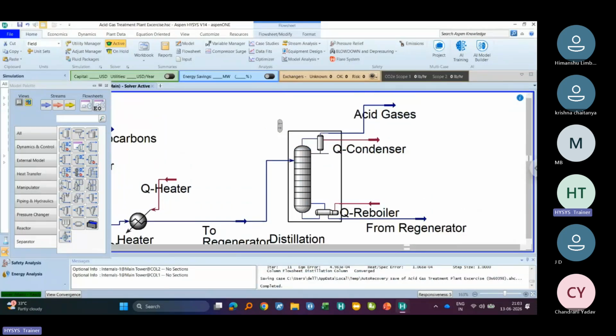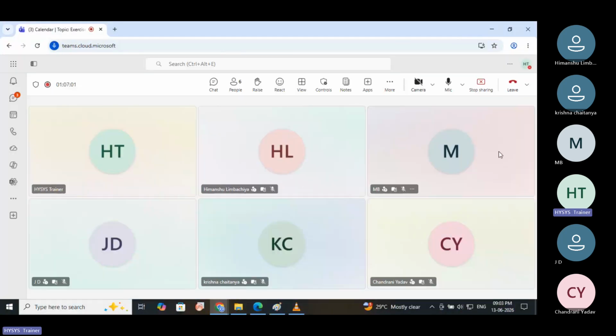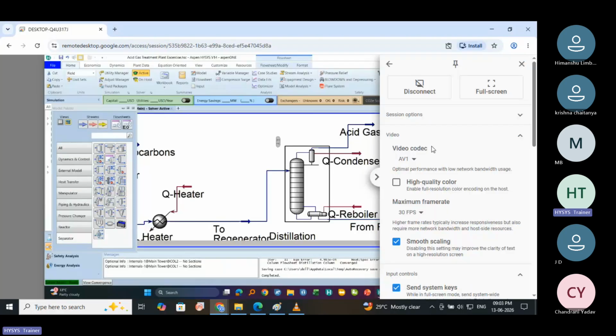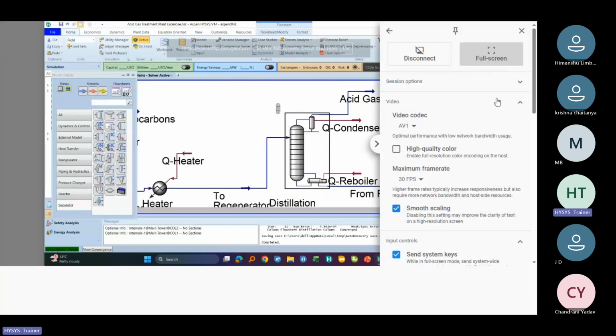So I hope you are clear till this, or anything which you would like me to repeat, any part, any equipment, please let me know now only. If it's clear, we can go ahead for recycling the stream or recycling the system. Can we go for the recycle part?